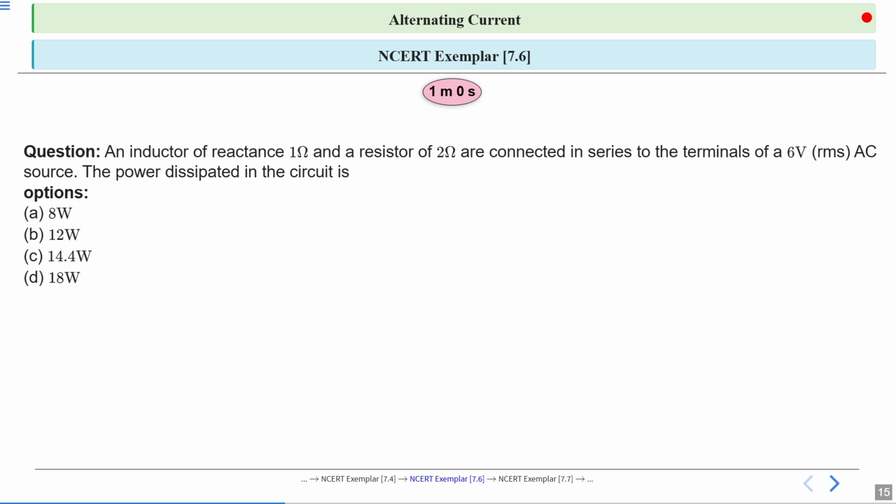They are in series, and an AC power source is connected across this series circuit, and the RMS value of voltage for this AC source is 6 volt. The power dissipated in the circuit is, options are 8 watt, 12 watt, 14.4 watt and 18 watt. Okay, so power in an LCR circuit, we know the formula. So apply it and I will give you some time to solve it.